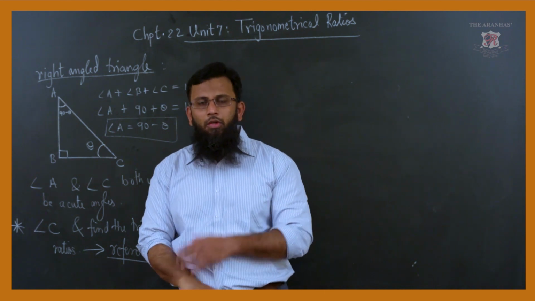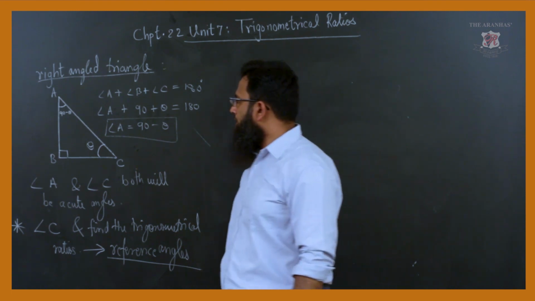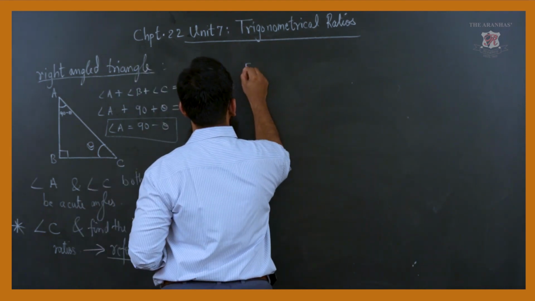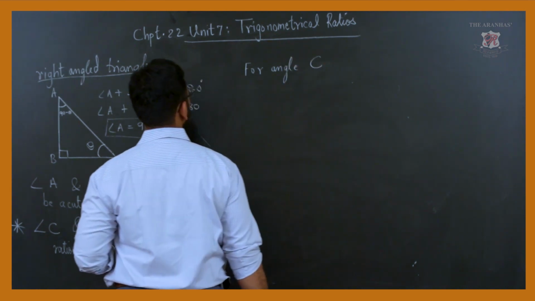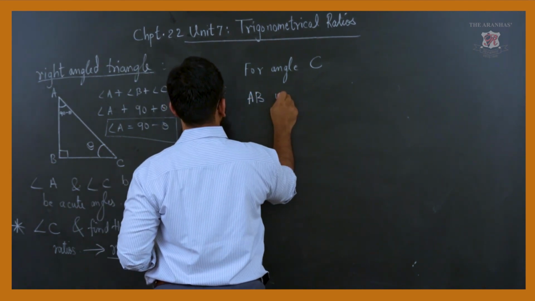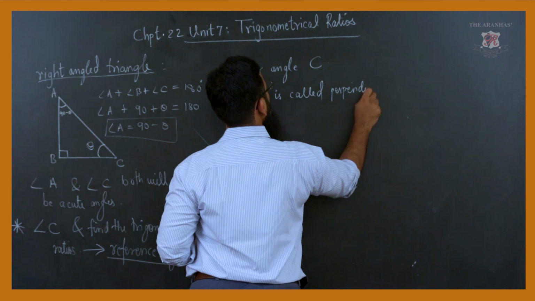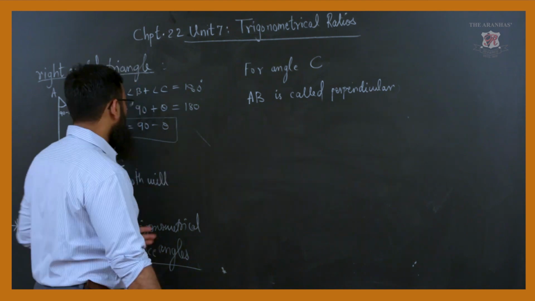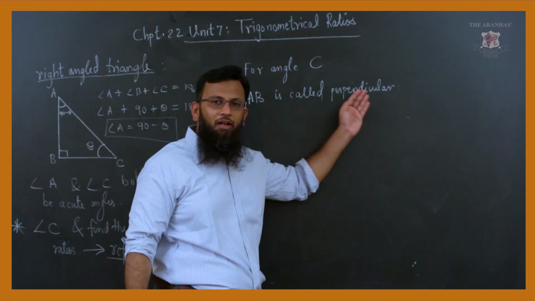Now why so? The reason is, one of the sides which is there, I am talking about angle C. So when I am talking about angle C, for angle C, AB is called perpendicular. If you see with respect to the base, AB is at 90 degrees. So that's why that side is called perpendicular.